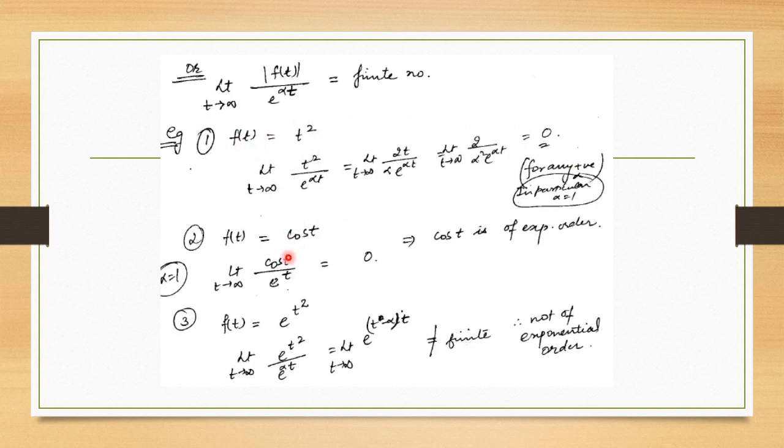Similarly, cos t upon e to the power alpha t, where alpha, let's suppose, is 1, this limit is also 0. So this is of exponential order. You can even take alpha to be 0; in that case also this limit is some finite number, so this is of exponential order. But e to the power t square: when you find the limit of e to the power t square upon e to the power alpha t, it is infinity, not finite. Therefore this is not of exponential order. So this is a way to find out whether the function is of exponential order or not.